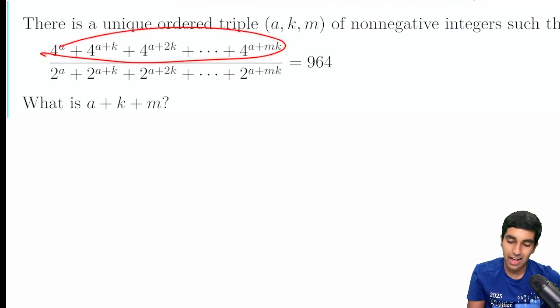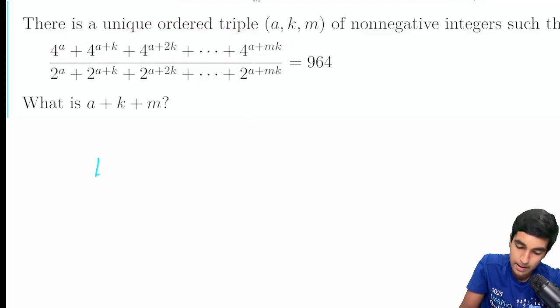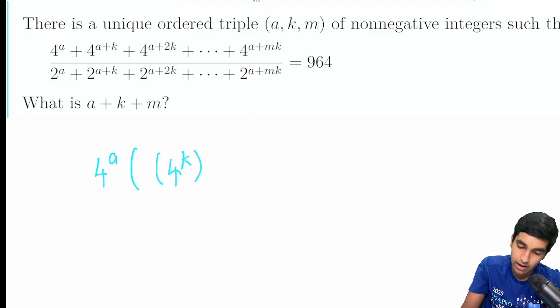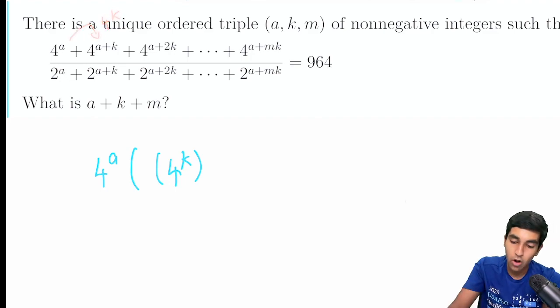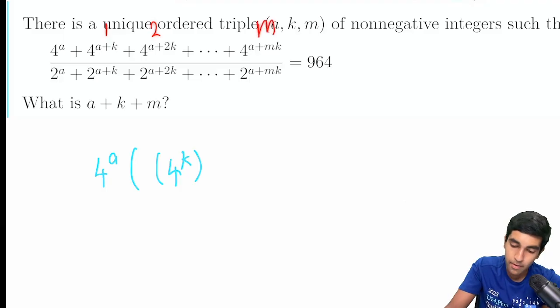Okay, so we've got this kind of geometric sequence here. We're going to have to use the geometric sequence formula. That's 4 to the a times r to the n. r is in this case 4 to the k, right? Each time we're going up by a factor of 4 to the power of k. r to the power of n, where n is the number of terms. And if you notice here, let's say this is term 1, term 2, all the way till term m, and then let's say this is term 0. Notice that we have m plus 1 terms.